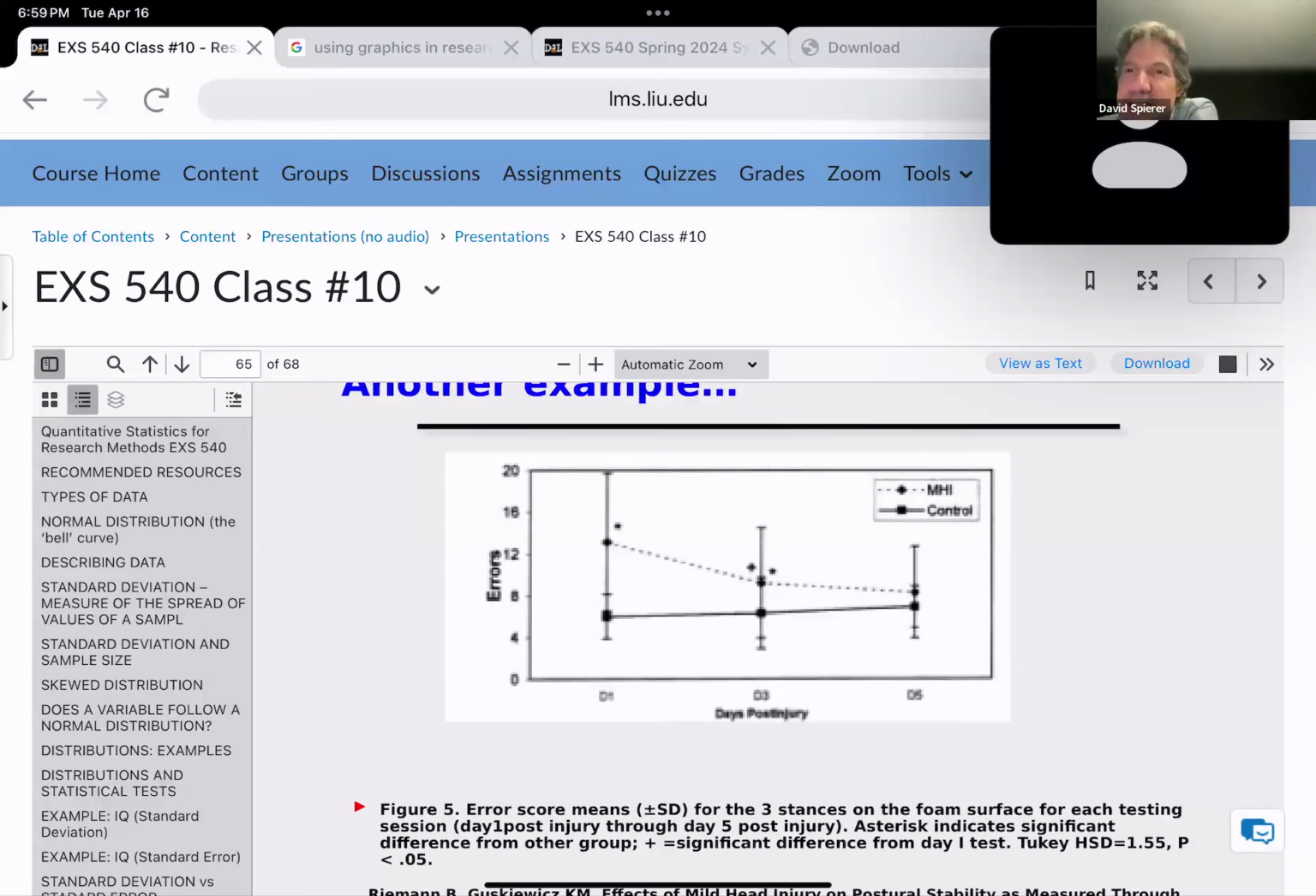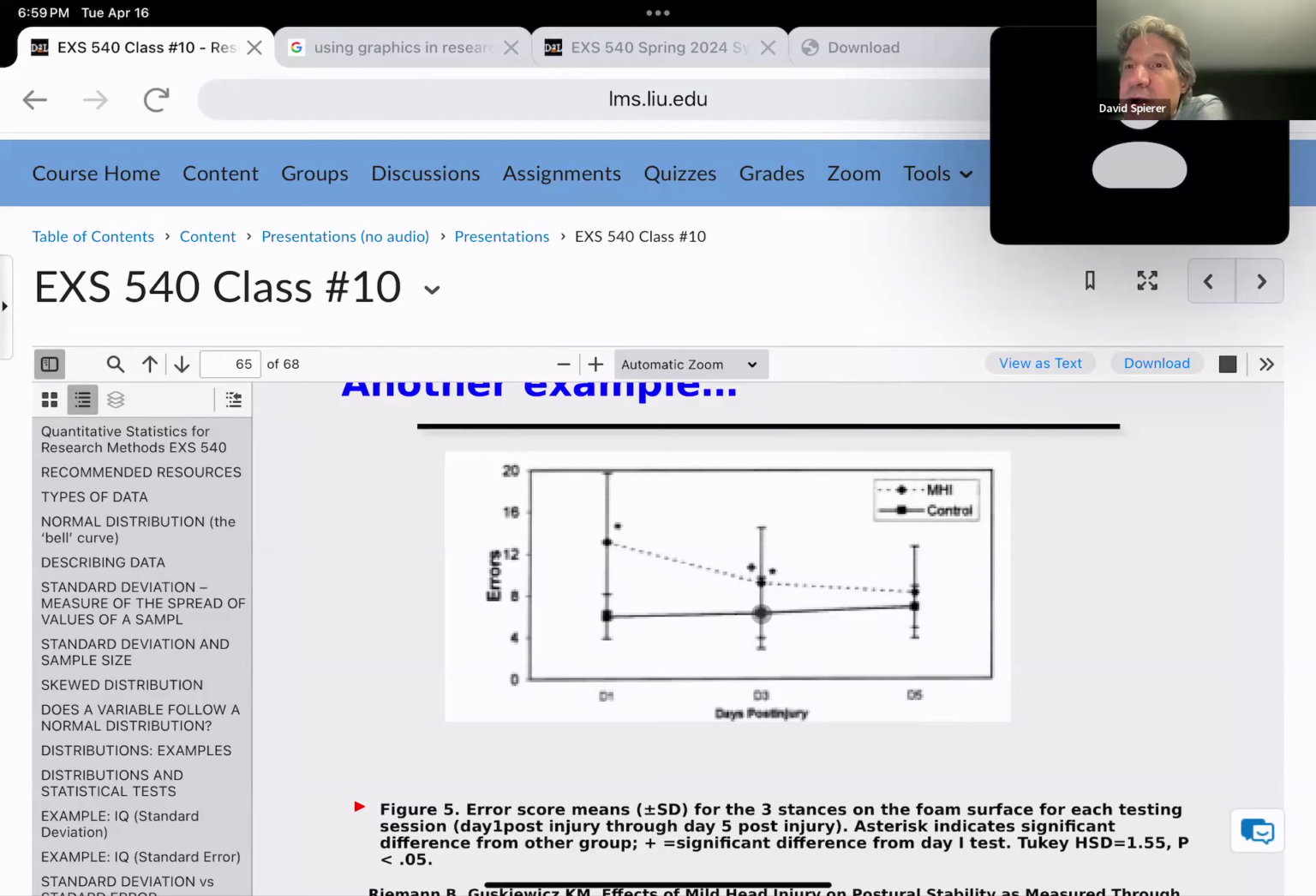So if you look at this, this is day 1, this is day 3, and this is day 5 post head injury. This is time, isn't it? So what are we seeing here? We're not seeing a change from day 1 to day 3 to day 5 in the control group. It doesn't matter what stance they did, but there wasn't a huge difference.